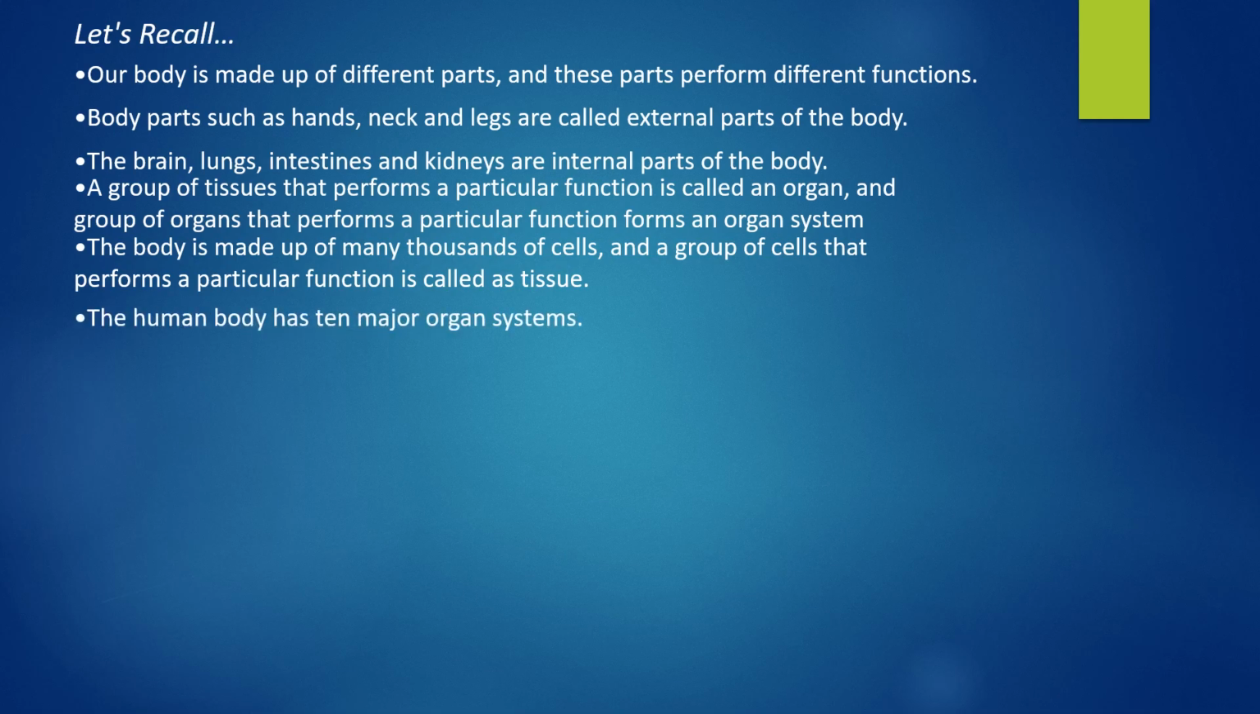The human body has 10 major organ systems. The human body has what? 10 major organ systems. They are the respiratory system, digestive system, circulatory system, skeletal system, nervous system, excretory system, lymphatic system, endocrine system, muscular system, and reproductive system. These are the 10 major organ systems.